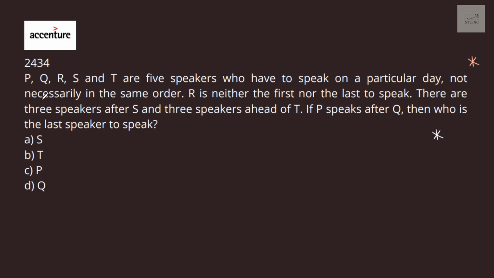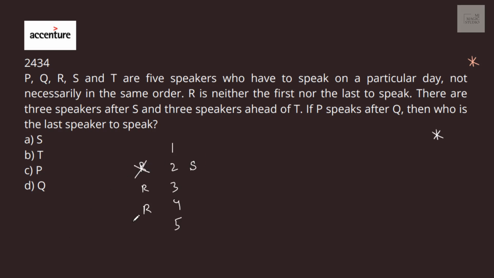Okay, caselet from analytical reasoning. P, Q, R, S, T are 5 speakers who have to speak on a particular day, not necessarily in the same order. R is neither the first nor the last to speak. So we have 1, 2, 3, 4, 5. R would be speaking at any one of these positions and not the first or the last one. So R is out of the race of the last speaker. There are 3 speakers after S. After S has spoken, there are 3 speakers. So S should be at the second position, isn't it?